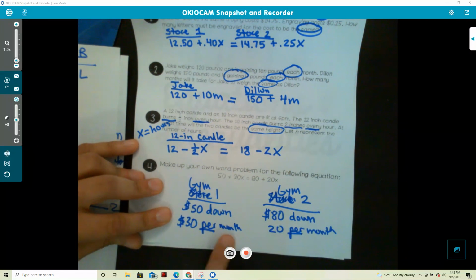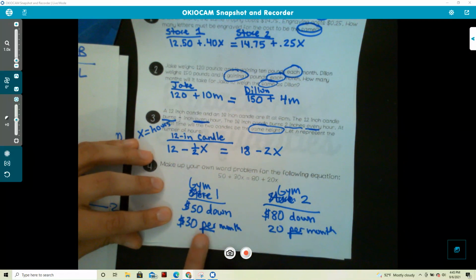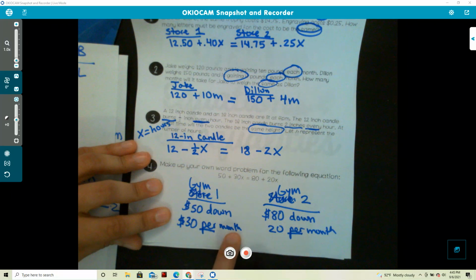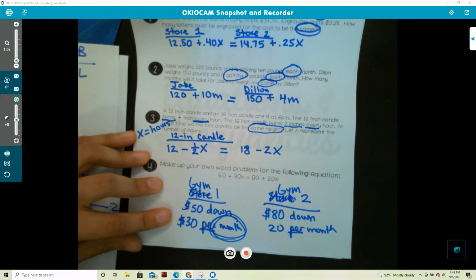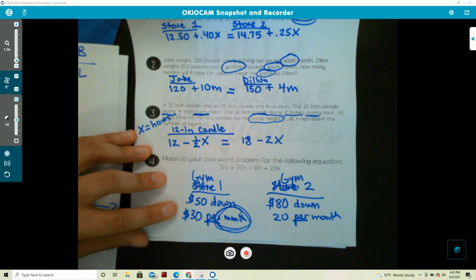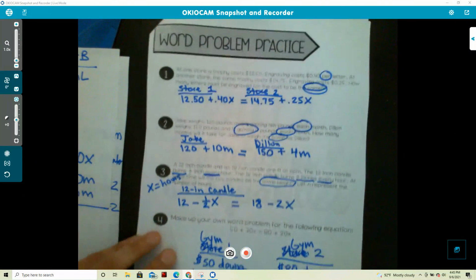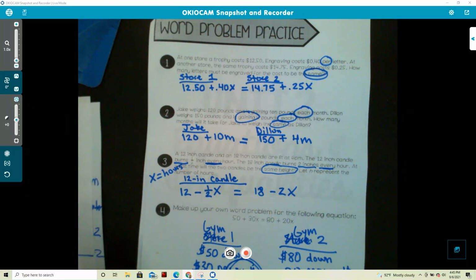Make sure you pay attention to your variable. So it depends on the variable. So x stands for months. So our question would have to be how long. Since it's time, it'd be how long would it be until you pay the same amount for each gym? So something like that. And that's word problem practice.